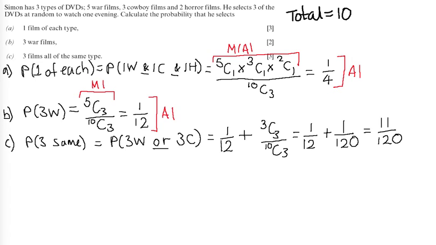Okay, so in this solution, where we get marks is we get 1 mark, so that's actually a standalone statement mark, if at some point you have calculated the 1 over 120 for the probability of the 3 cowboy films. It's a method mark for showing that we are going to add these two probabilities to get our total probability, and then it is an accuracy mark for actually getting the answer 11 over 120.